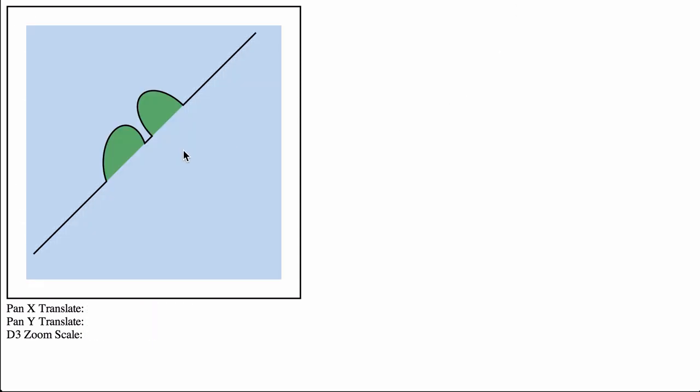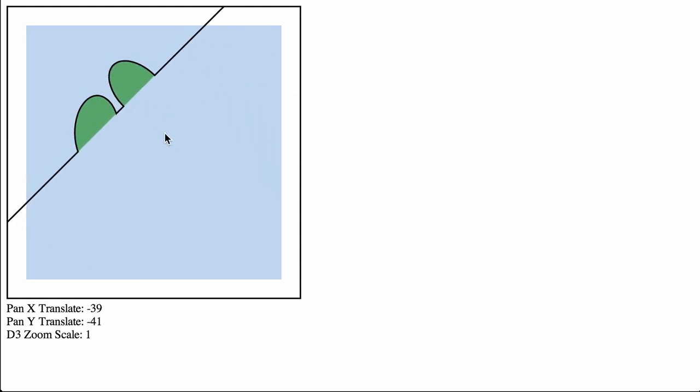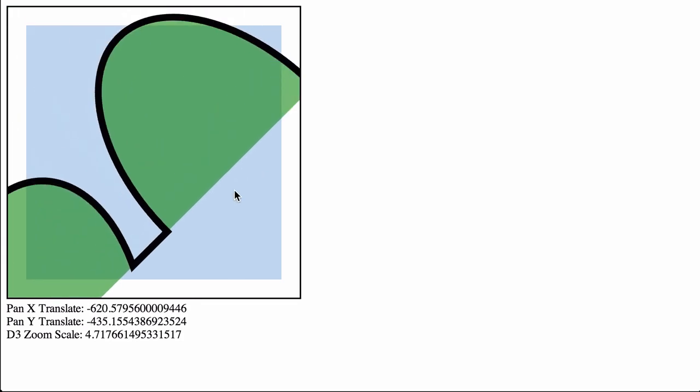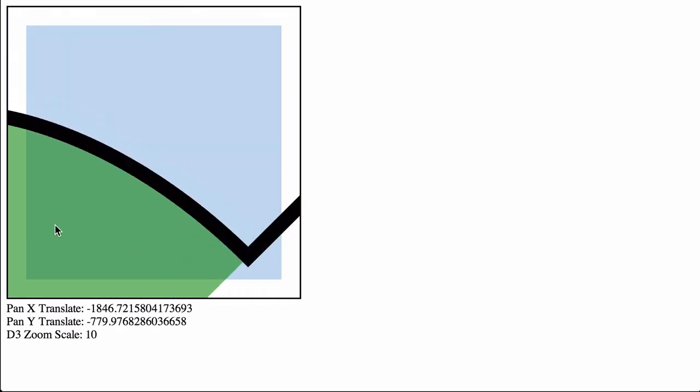The third case is the D3 zoom for a complicated SVG path. You can see the panning and zooming of the complicated SVG path as constructed in the SVG path mini language.